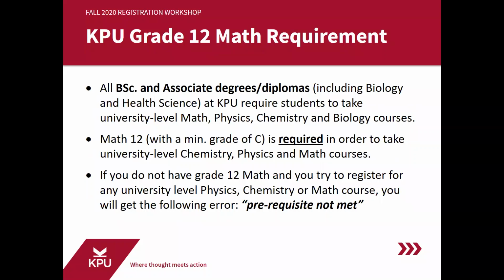So for those of you who would like to do a bachelor's degree in science or an associate degree or diploma in the science field, you may notice that a lot of the classes, for example, math, physics, chemistry, biology courses might require you to have Math 12. And that is minimum C grade on the Math 12.